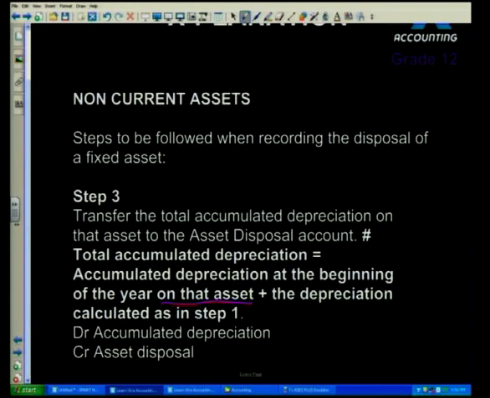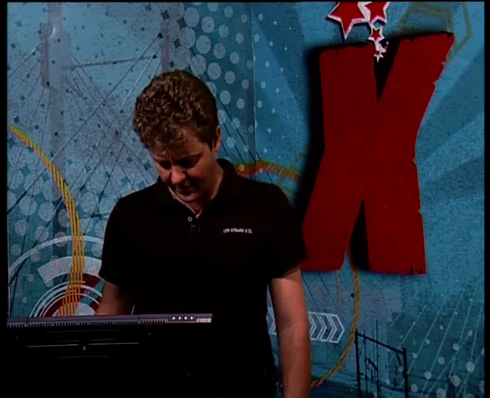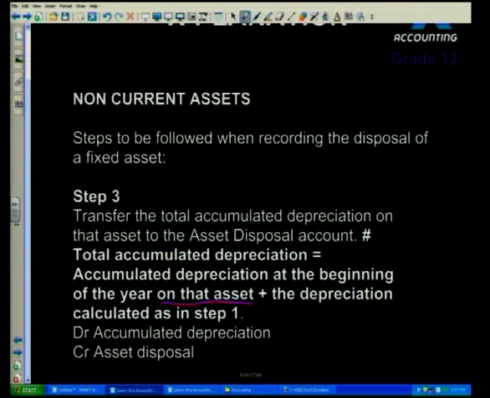And then you will have to add to that the depreciation that has been calculated in step 1. That will give you your total accumulated depreciation on that sold asset on and including the date of the sale. Once we have that number, we transfer it to the asset disposal account by debiting accumulated depreciation and crediting asset disposal. We'll see how that works in a minute.